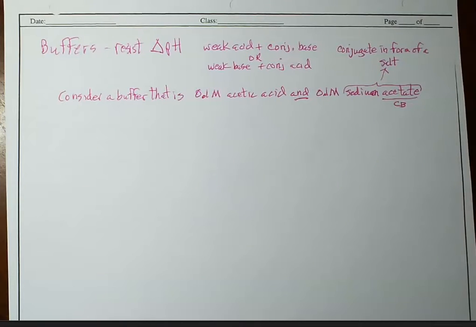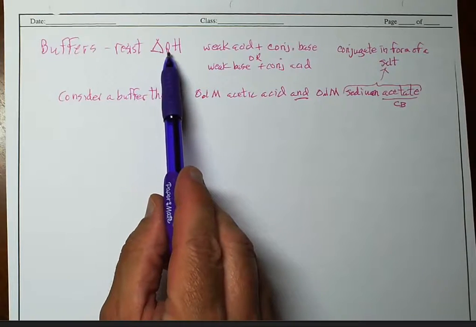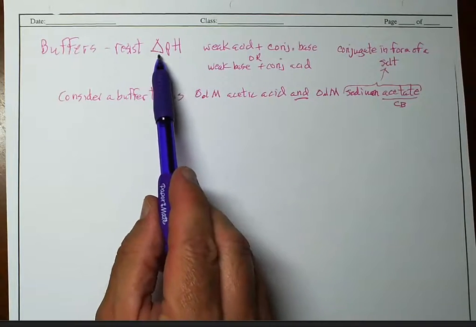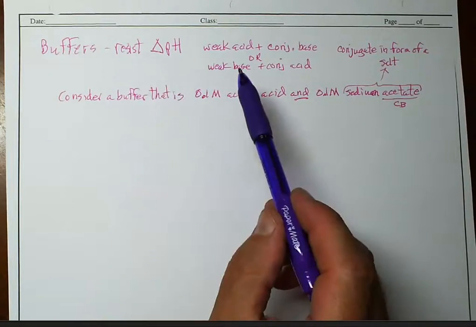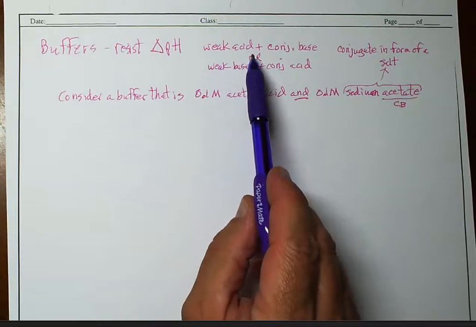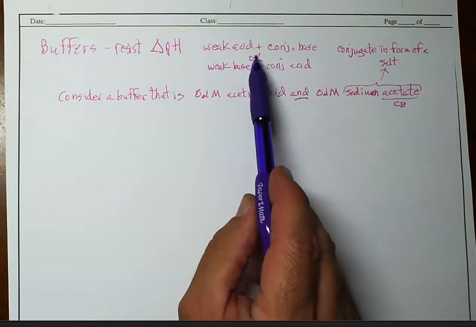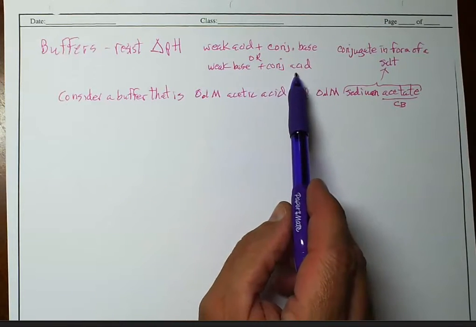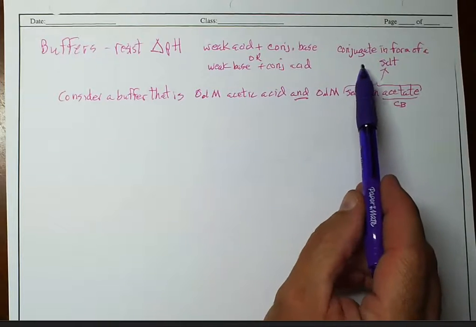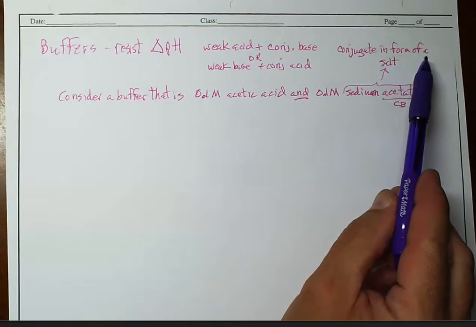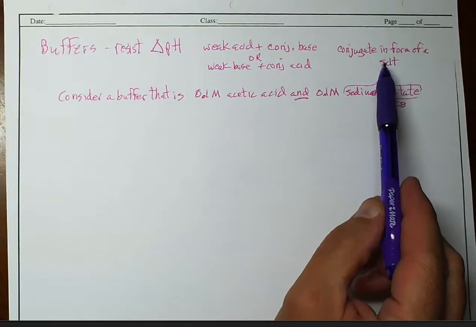All right, let's talk about buffers and do a simple buffer problem. First of all, buffers are compounds that will resist a change of pH, resist delta pH. They are made by combining a weak acid with its conjugate base or a weak base with its conjugate acid. And that conjugate will be in the form of a salt.